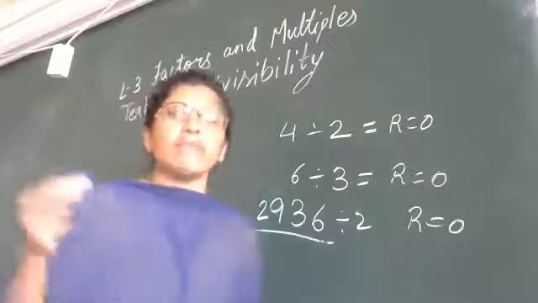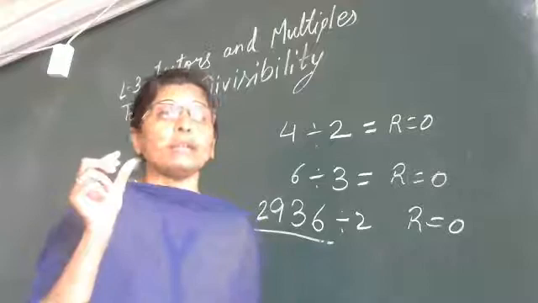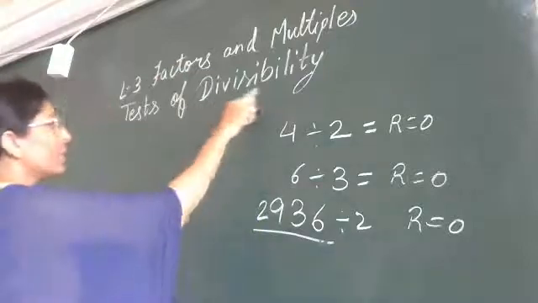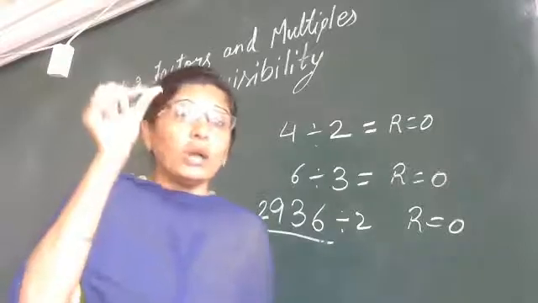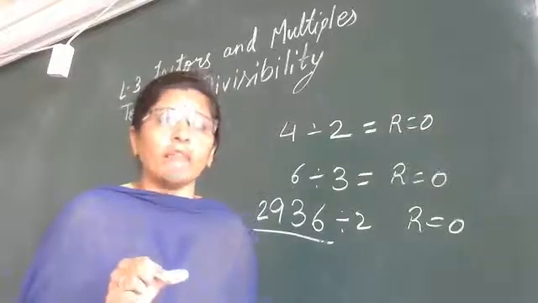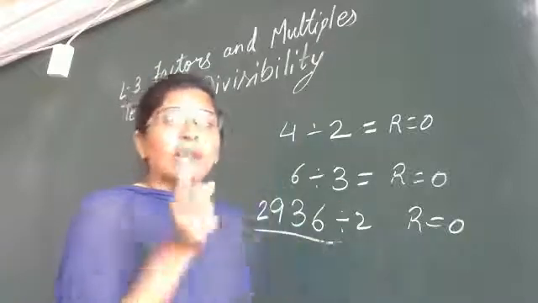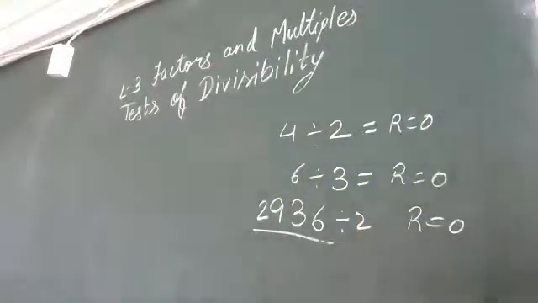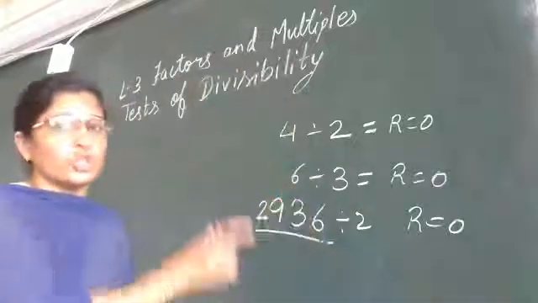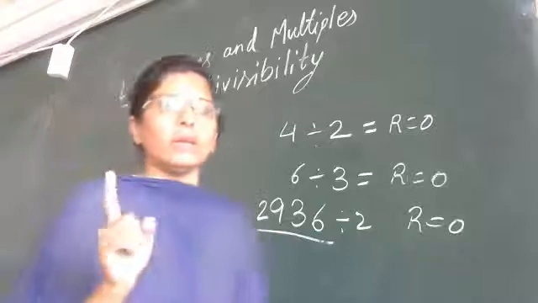So to avoid this, we have a shortcut method. That shortcut method is known as divisibility, the test of divisibility. So without dividing also we can find out whether we are going to get remainder 0 or not. Without dividing, we can find out. So we are going to learn this shortcut method now. Okay, understood the divisibility meaning?